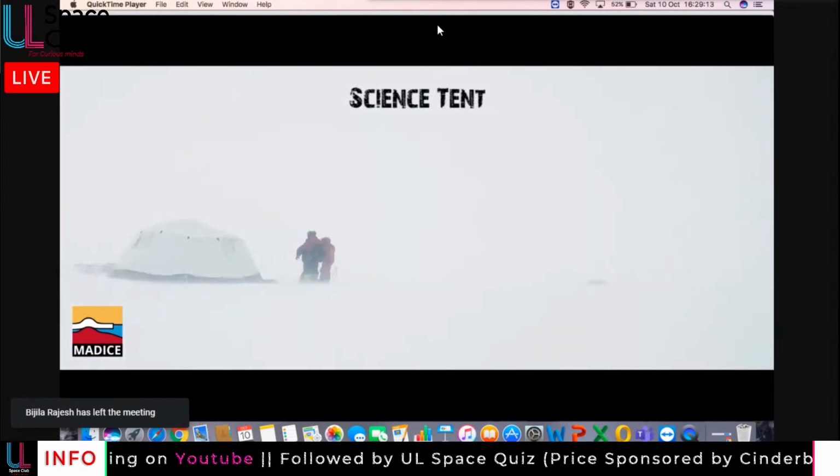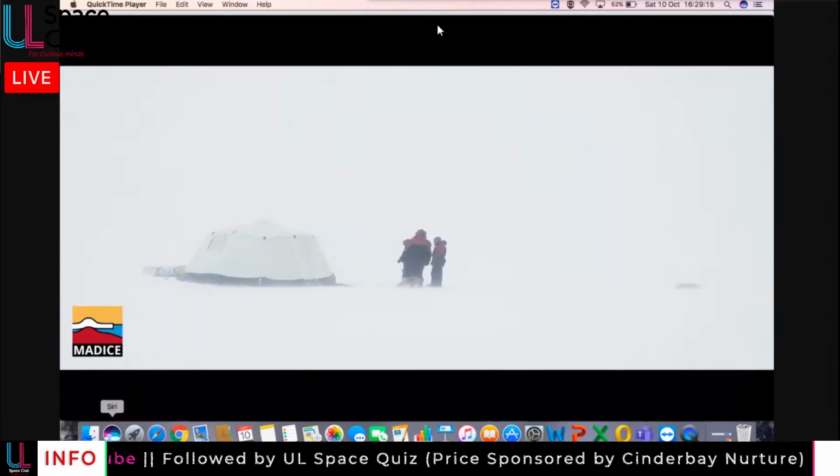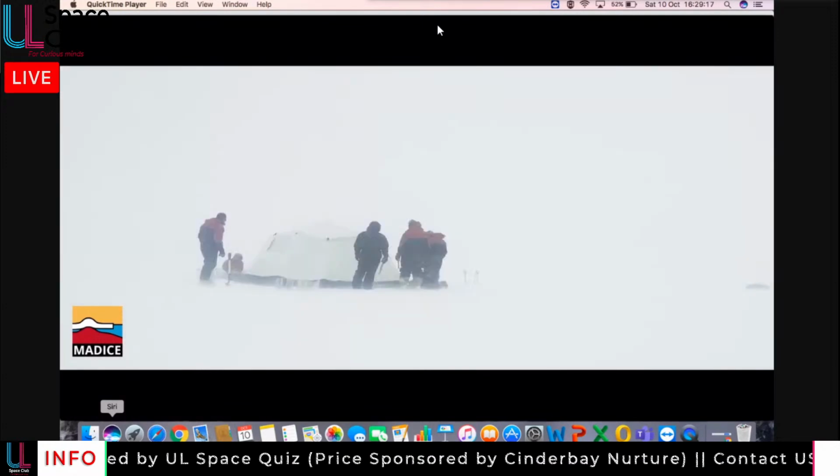Basically, it just gives a glimpse of the kind of work which we do, so that especially youngsters get interested in polar research.